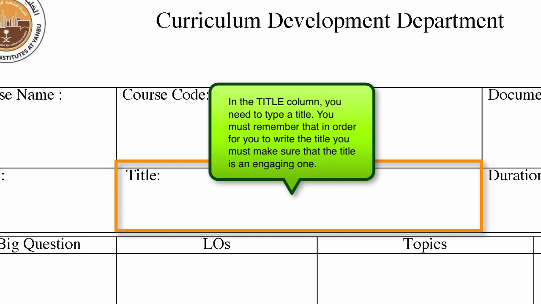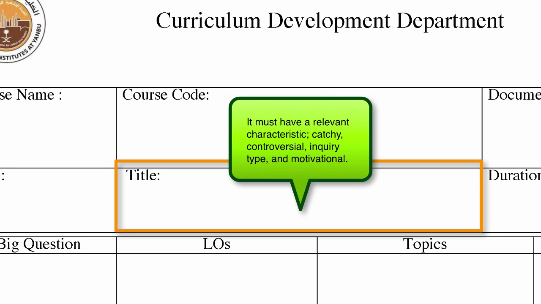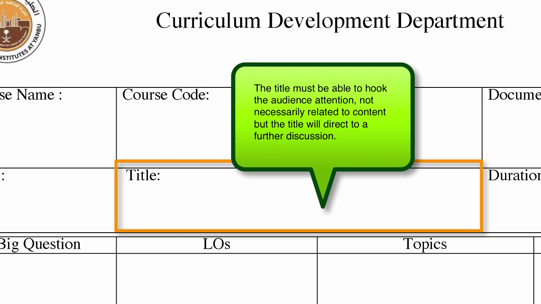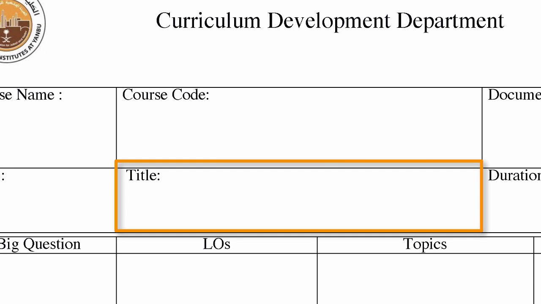You must remember that in order for you to write the title you must make sure that the title is an engaging one. It must have a relevant characteristic, catchy, controversial, inquiry type, and motivational. The title must be able to hook the audience attention. Not necessarily related to content, but the title will direct to a further discussion. In this walkthrough, we will use the title. Keep calm, let the PM handle it.